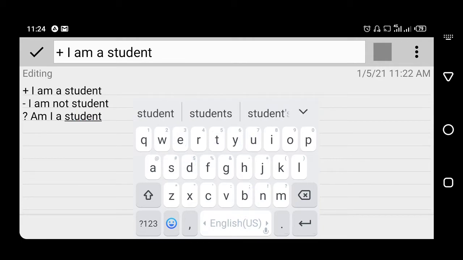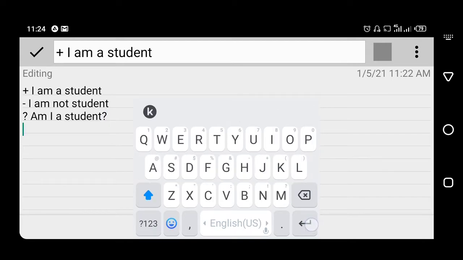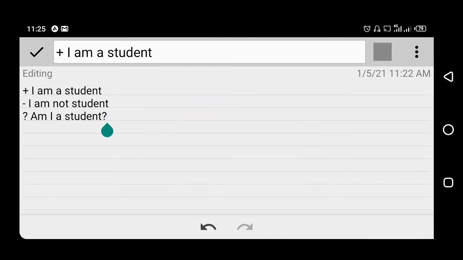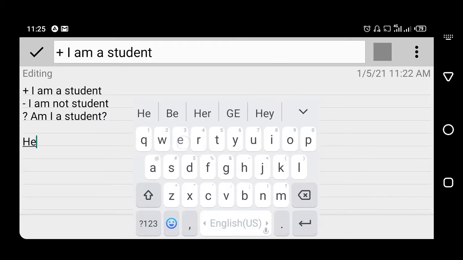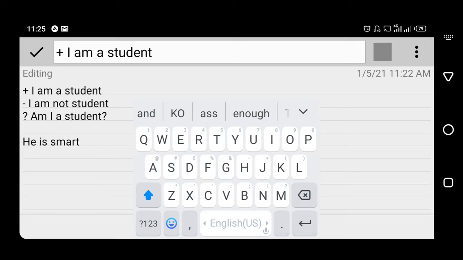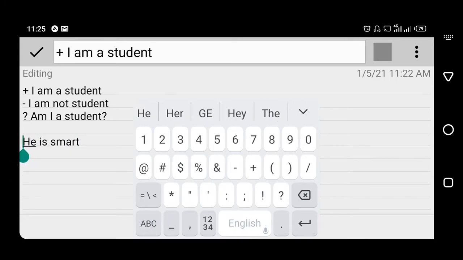And then for every question sentence you have to use a question mark, just like this. See this? We already make sentences in here. See that? I am a student. Am I a student? I will give you more examples of it. He is smart. This is a positive sentence in here.